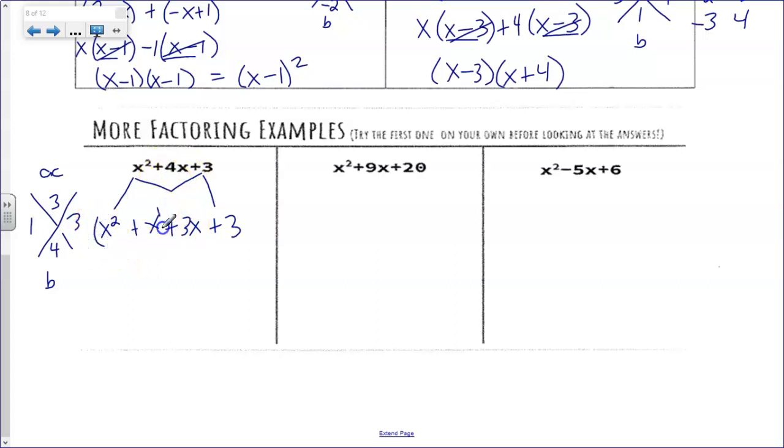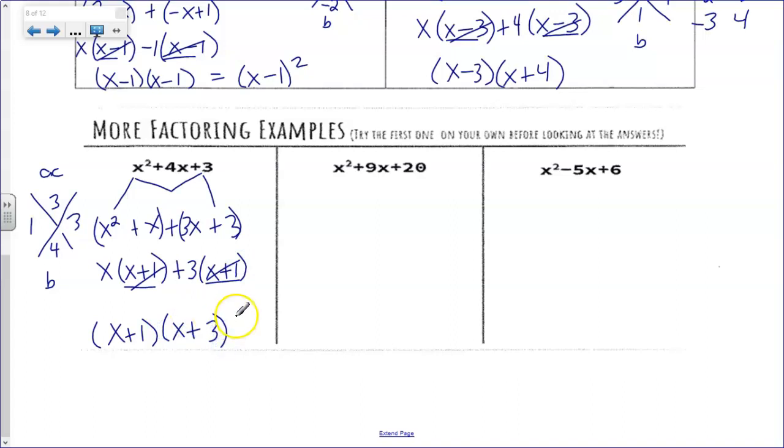Okay, I'm going to group. Hopefully this grouping's getting easier. X times x plus 1. What can come out of 3 and 3? Well, I said 3 twice, so a 3. X plus 1. Again, underline what's in parentheses. They should look exactly the same. X plus 1. Mark it out. X plus 3. And cha-ching, I am done.